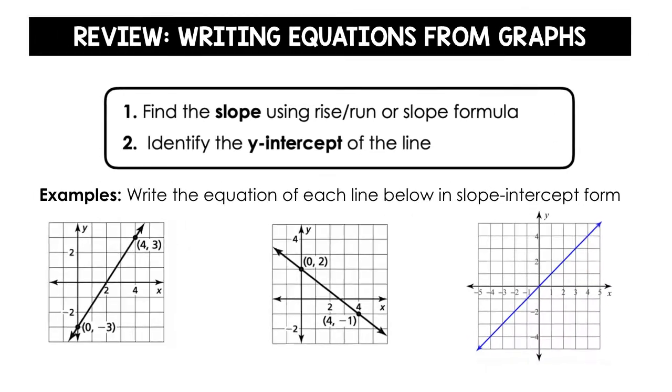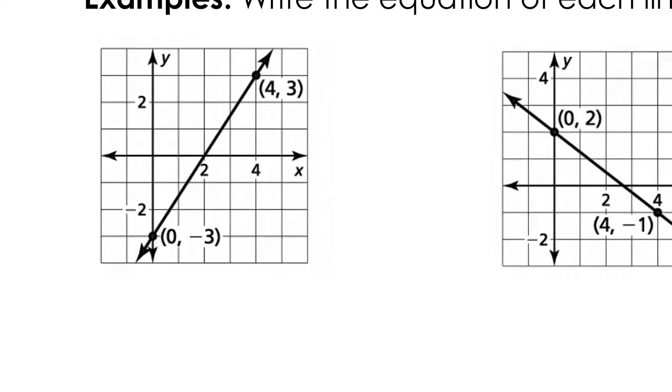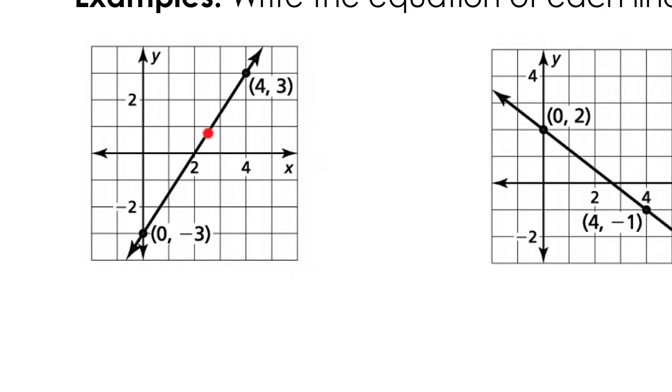All right, so sometimes you will have to write equations from graphs, and this is something that we've done before as well. So the first thing you want to do is find the slope, and there's a couple different ways to do that. We'll talk about that in a second. And then you're going to find the y-intercept, and then you're just going to write the equation. So let's practice. All right, let's take a look at this first line here.